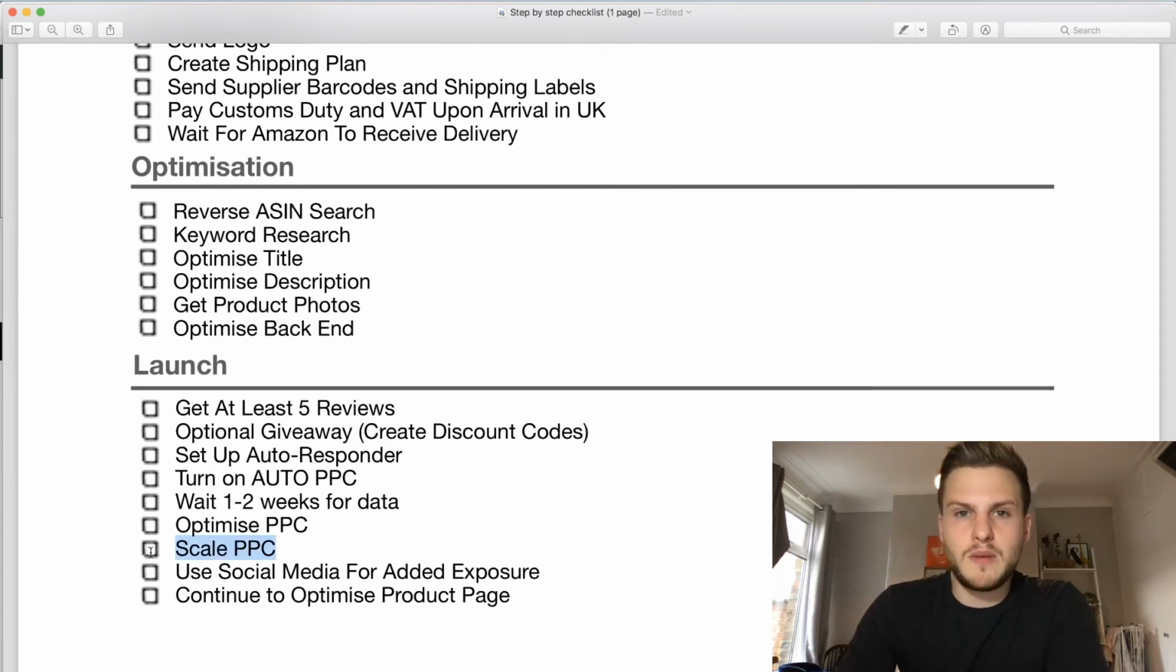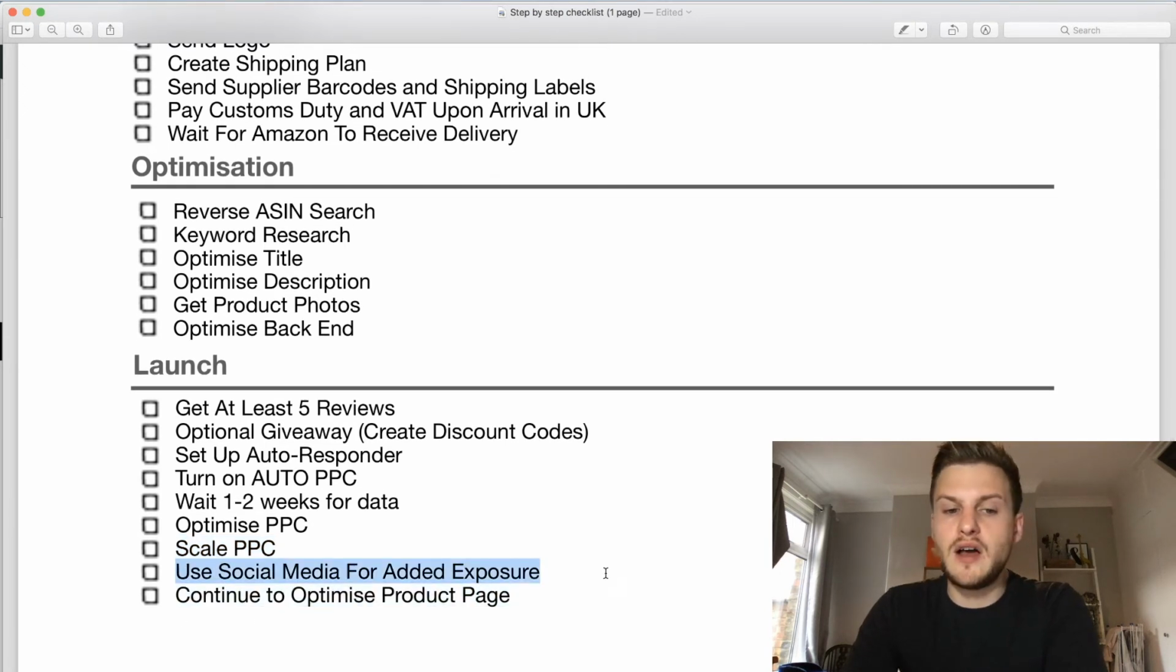You then want to scale the PPC so you can get that #1 spot for the main keywords. And then again, if you're continuing to make money, you can keep that running. If you want to bring down the PPC, then you can do that as well. But there's a whole bunch of stuff you can do around PPC, which I discussed in the course.